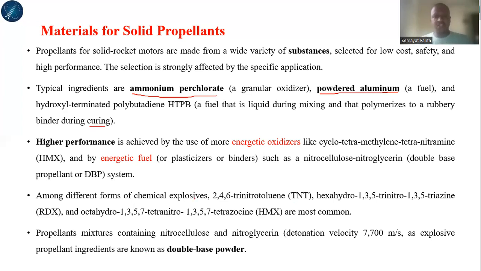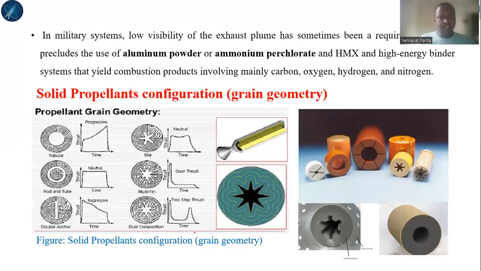So propellant mixtures containing nitrocellulose and nitroglycerin. In most cases, propellants with nitrocellulose and nitroglycerin have a detonative velocity of 7,700 meters per second, or 7.7 kilometers per second. So these are some common shapes of propellants. In solid propellant, these are some common shapes, but these are not the only ones.